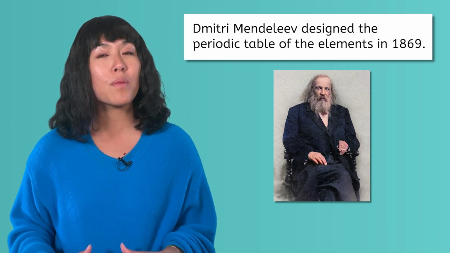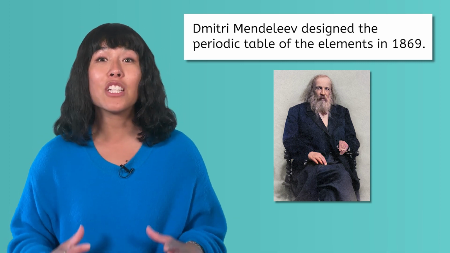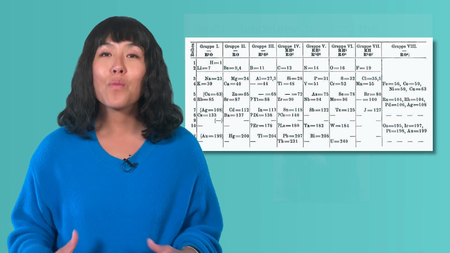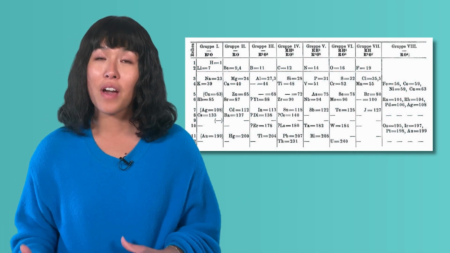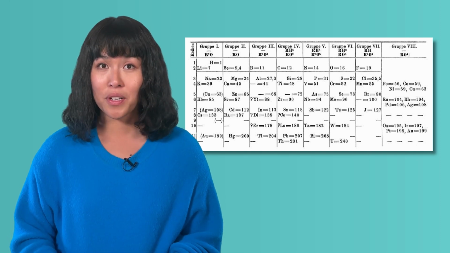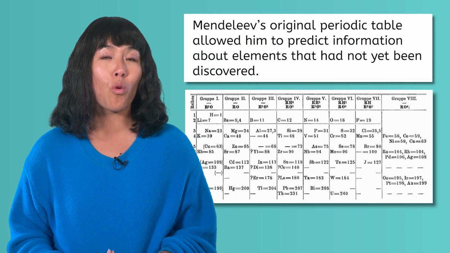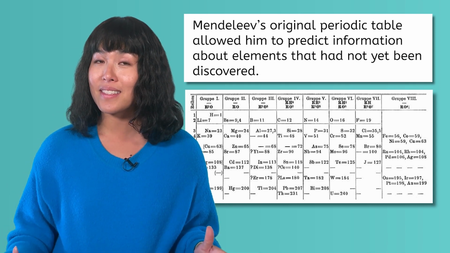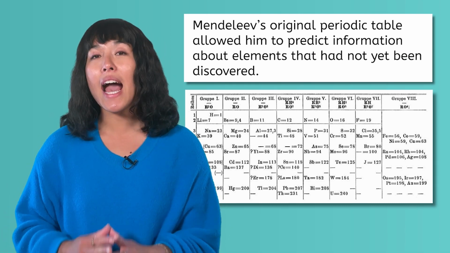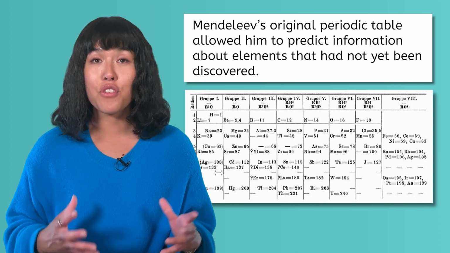He noticed that when he put the elements in order of increasing atomic mass, they would naturally form columns of elements with similar properties. In fact, he even knew where to leave blanks for yet-to-be-discovered elements, and was able to accurately predict the properties of those missing elements.